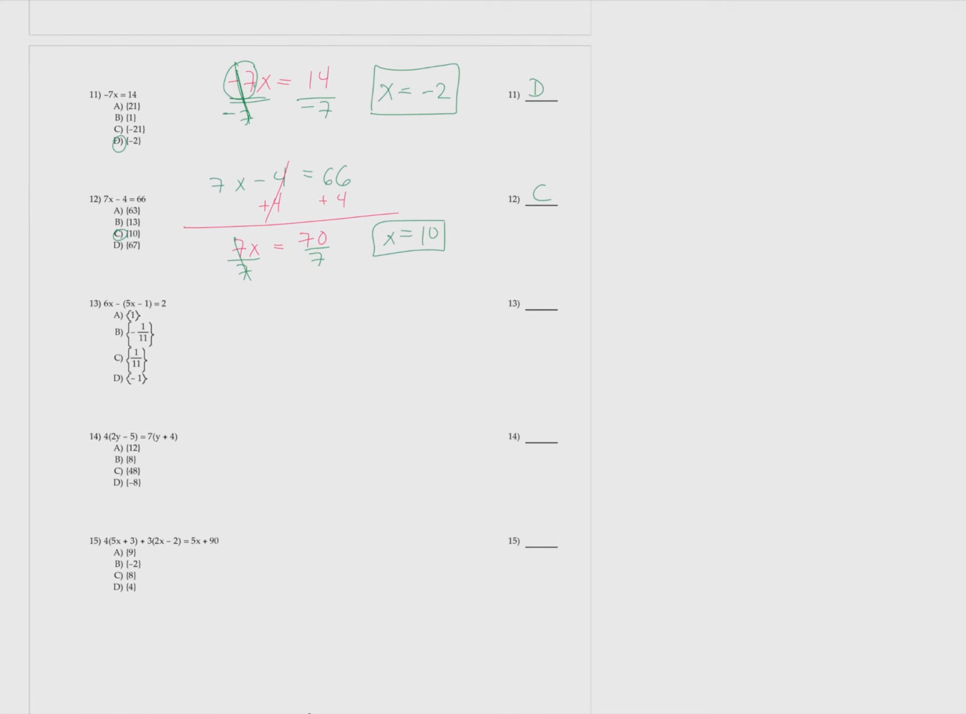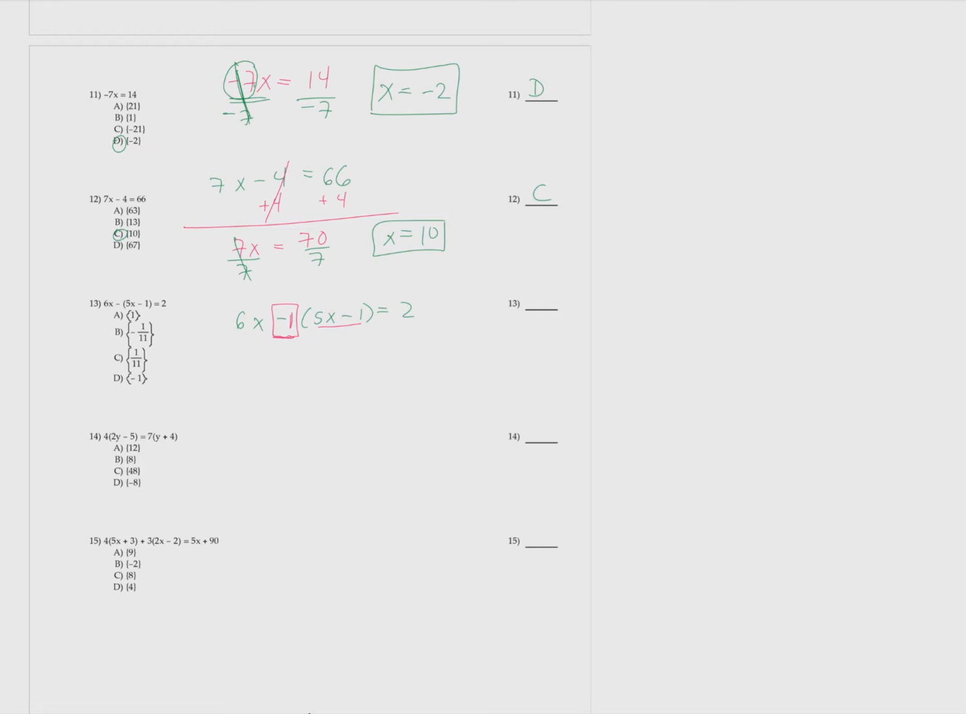Alrighty, 13. To do 13, you have to get rid of parentheses. Now, you gotta be careful, because this parentheses is not just any parentheses with nothing next to it, but it actually has a number next to it. It's not written, but it's a negative 1. That's multiplying to this expression, 5x minus 1.